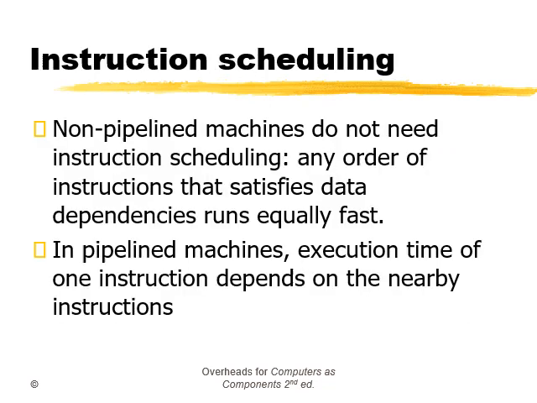So the second last technique for program optimization is instruction scheduling. Non-pipeline machines do not need instruction scheduling because we cannot execute 2 instructions at a time. Any order of instructions that satisfies data dependencies runs equally fast. In a pipeline machine, the execution time of one instruction depends on the nearby instructions.